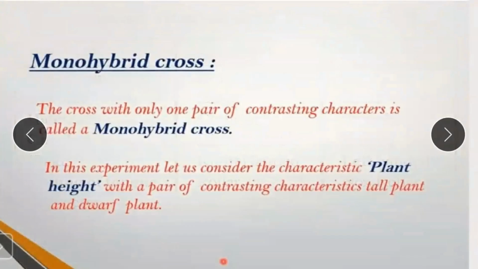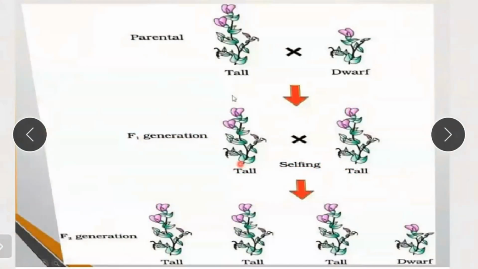Then we have seen about the monohybrid cross. What is a monohybrid cross? The cross with only one pair of contrasting characters is called a monohybrid cross. In this experiment, he has considered only one character, that is plant height, with a pair of contrasting characteristics, that is a tall plant and a dwarf plant. This is the presentation of the crossings. After self-crossing, in the F2 generation, what have we got? Three tall plants and one dwarf plant. So what is the ratio here?